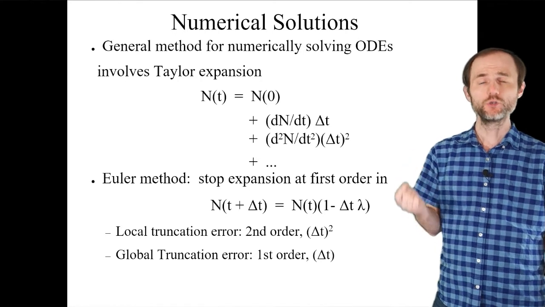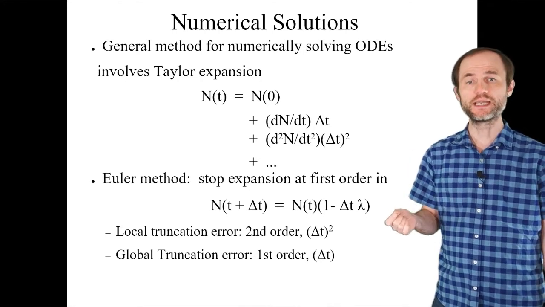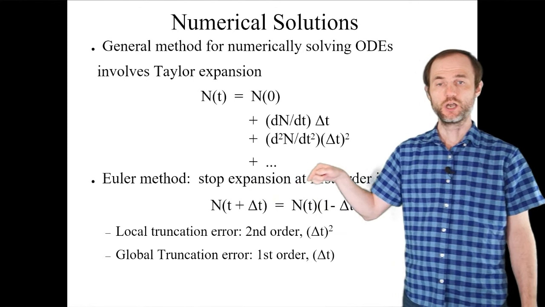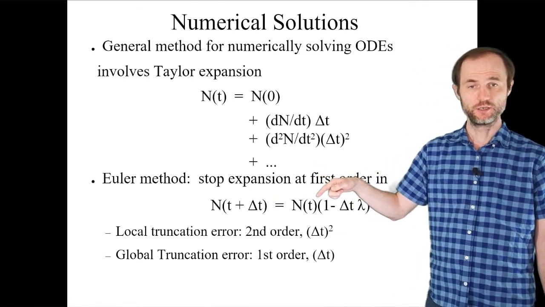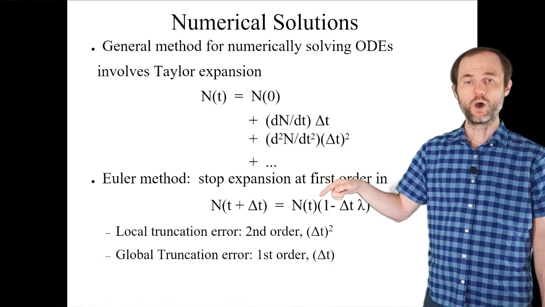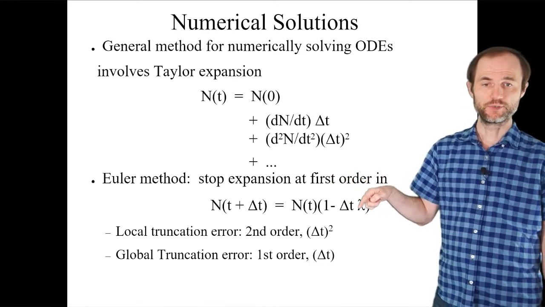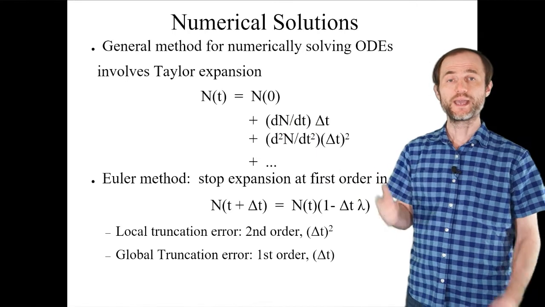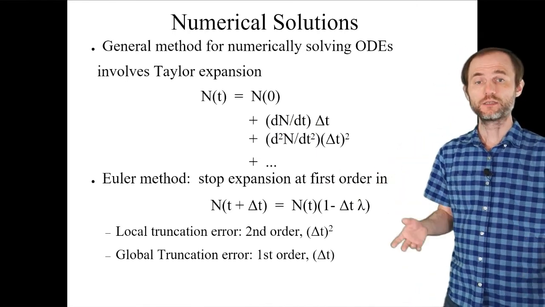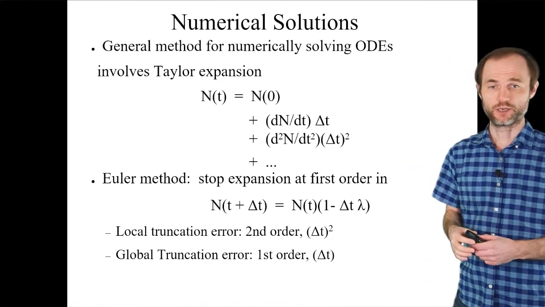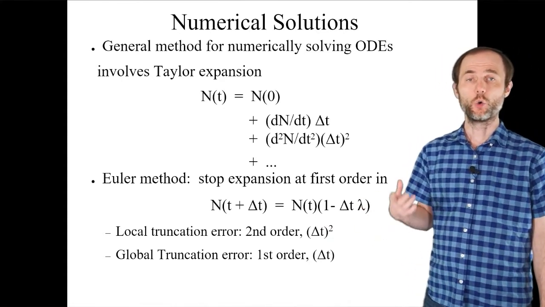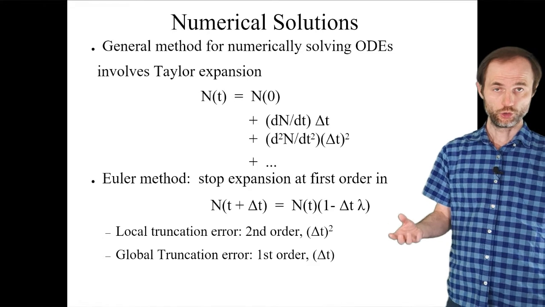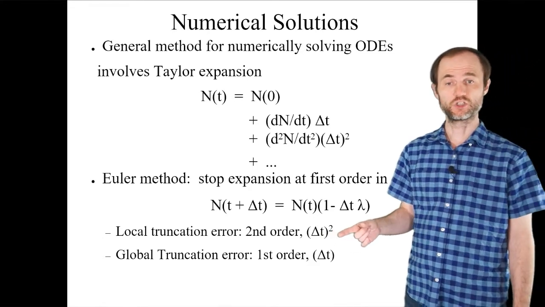So what we do in the simplest method of solving the ODEs numerically is we stop this expansion at the first order. So n at t plus delta t will be equal to n of t times 1 minus delta t times lambda. Remember, when we wrote down the analytical solution, we can expand the exponential in the Taylor series, and that is what it comes out to be. So the truncation error, or the error that we're making compared to the analytic solution, is of course proportional to the next order term in the expansion, or delta t squared.